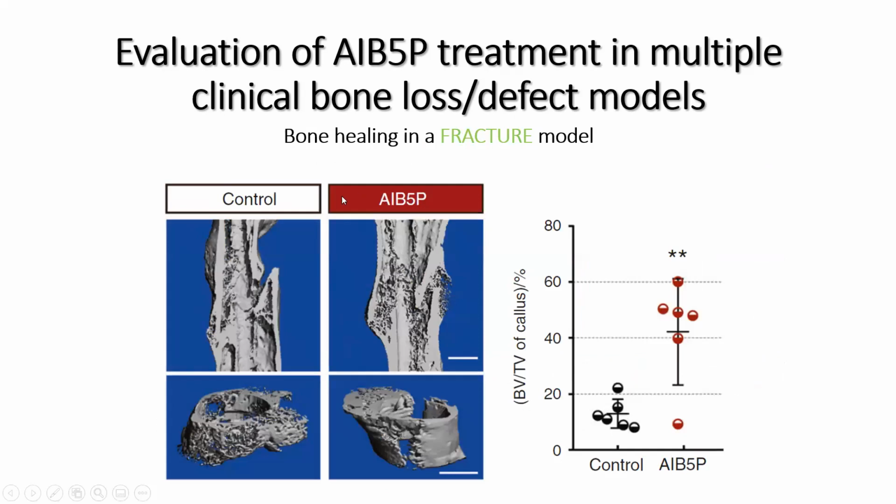Next, the fracture model. They performed a fracture in a bone, and the protein, the peptide, was able to heal this fracture to a much greater extent than the control. You can see here the fracture has been filled in with new bone, and graphically here, the bone volume was increased.